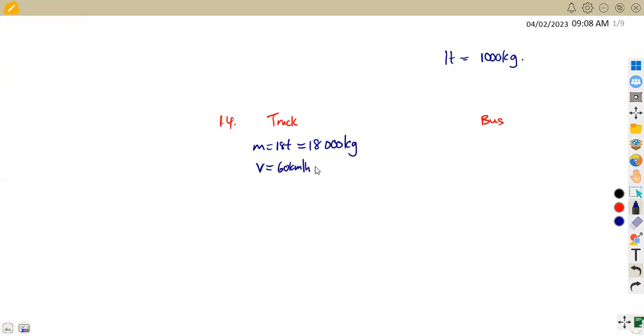We are also given the velocity of this truck, which is 60 kilometers per hour. We are going to convert this to meters per second, remembering that 1 meter per second is 3.6 kilometers per hour. So we divide by 3.6. 60 divided by 3.6 gives us 16.667 meters per second, or you can just use a fraction if you are comfortable with that.